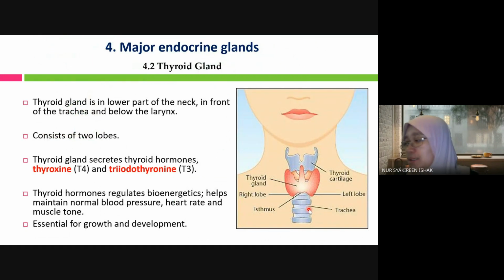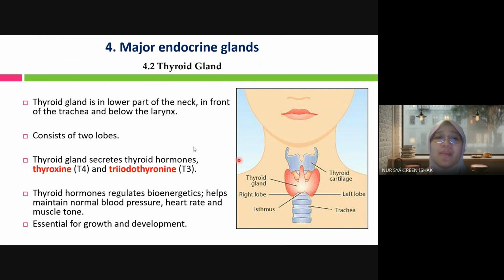Okay, so let's look at the thyroid gland. The thyroid gland is here, in the lower part of the neck, in front of the trachea. Ini yang saya mention tadi tu. If you were to dissect a mouse at the neck area, open up the skin layer, the muscles, kan? Then you will find the thyroid, and below the thyroid you have the trachea. Below the trachea you have the esophagus.